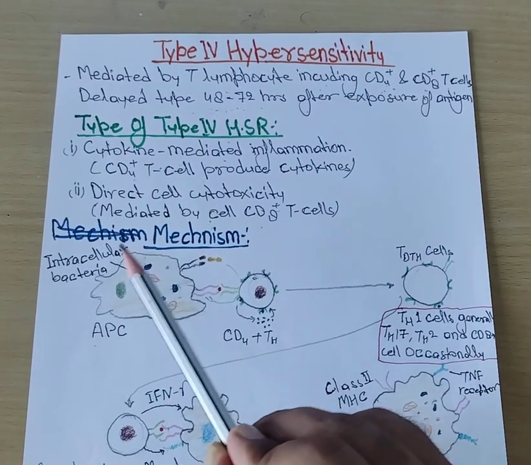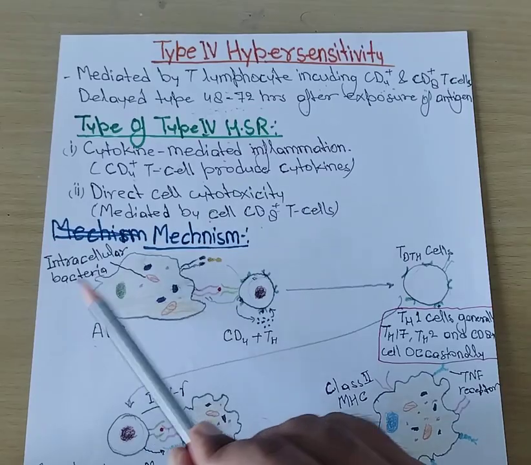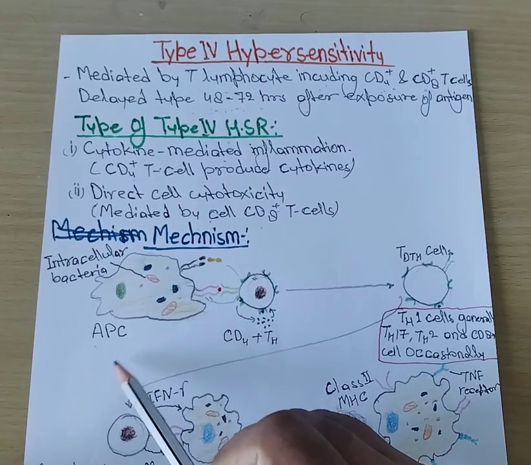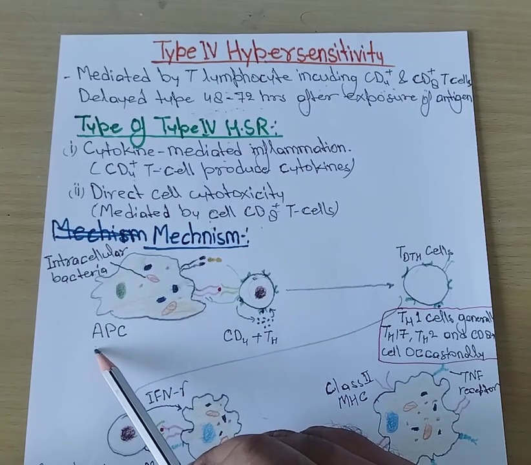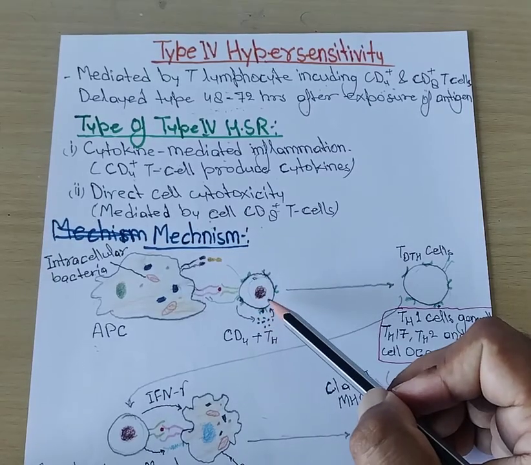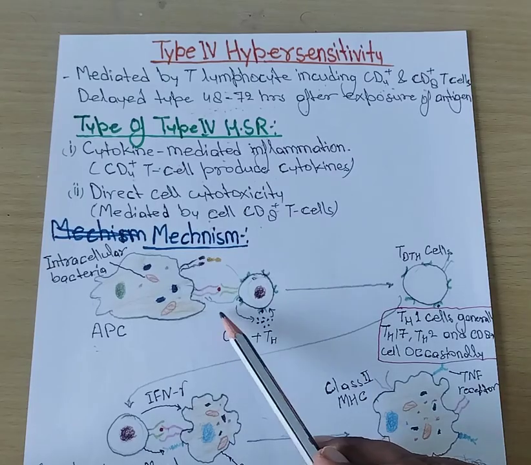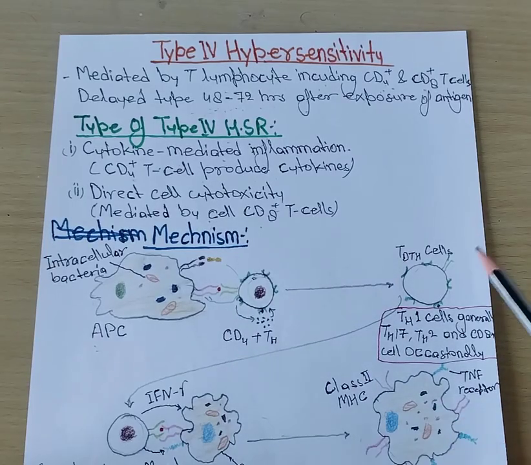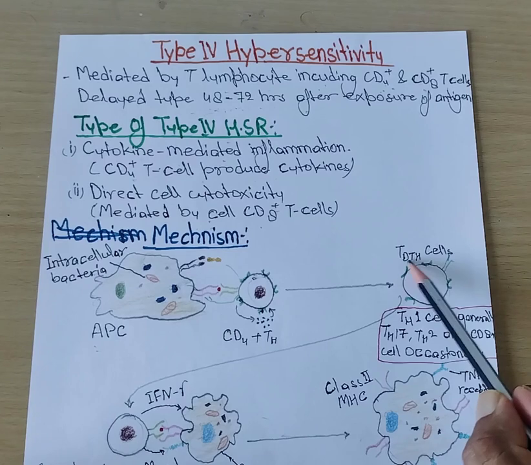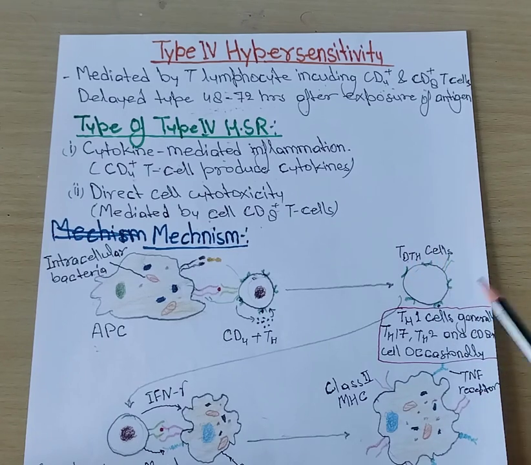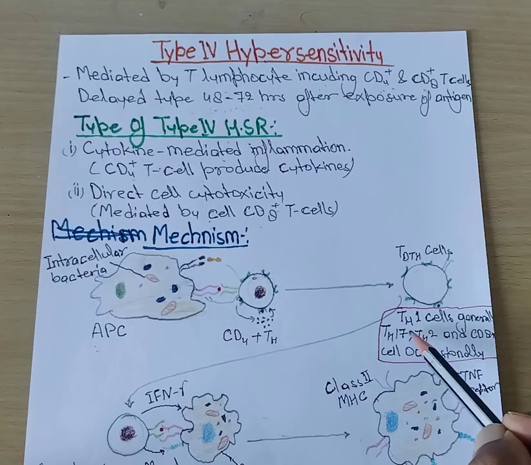Mechanism: intracellular bacteria or antigen are presented by antigen presenting cells to CD4 cells. CD4 cells get differentiated into delayed type hypersensitivity T cells, which generally are Th1 cells. Sometimes they may be Th17, Th2, and occasionally CD8 cells.